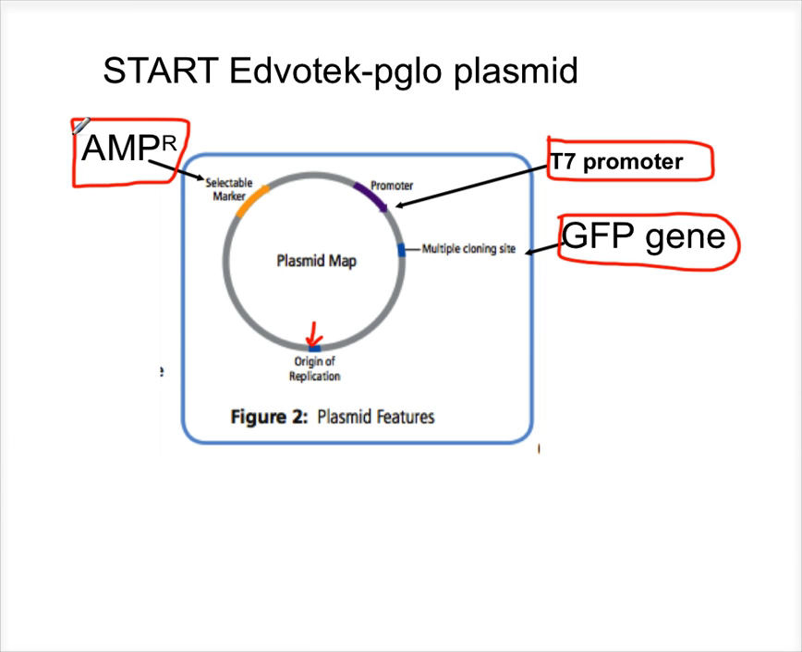Ampicillin resistance is a gene that codes for a protein that breaks down ampicillin. So if our bacteria, E. coli, has taken up this plasmid, it will be able to grow on ampicillin.